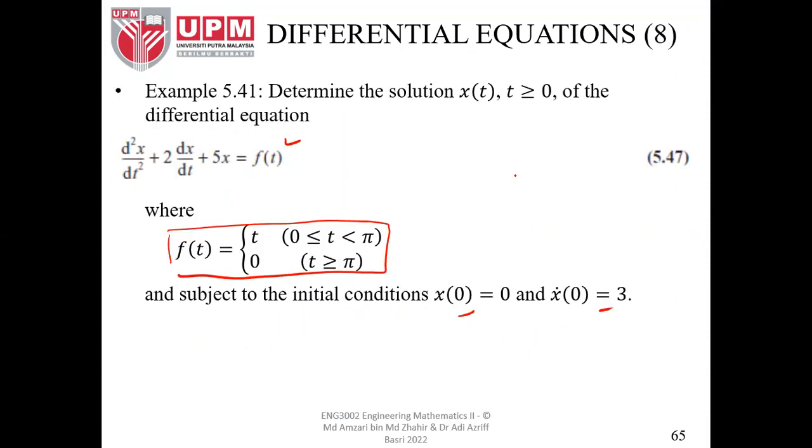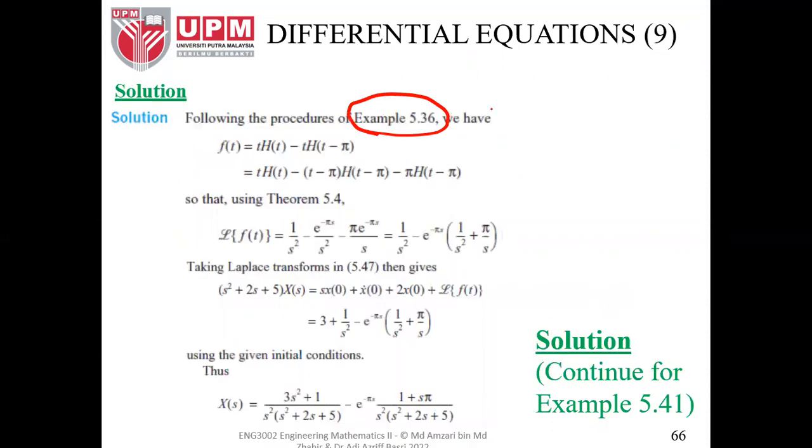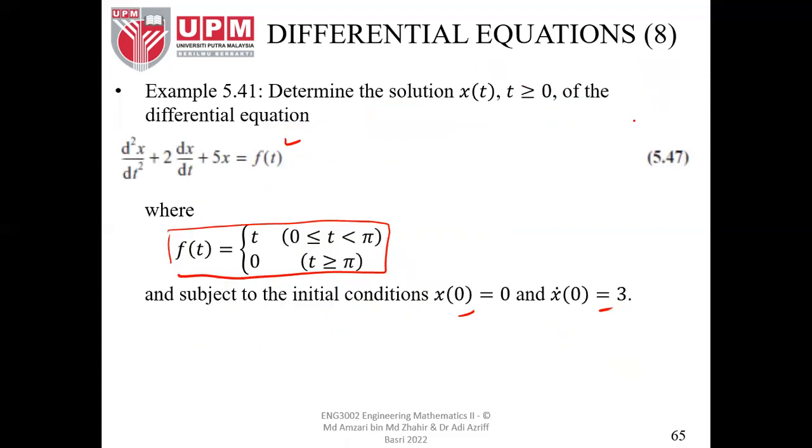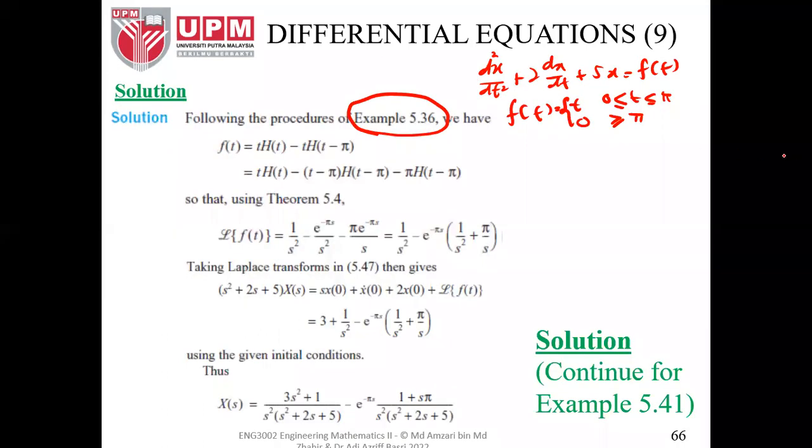So your main equation is d squared x over dt squared plus 2 dx over dt plus 5x is equal to the function f(t), where your function is t when t is between 0 and pi, and 0 above pi. Okay, so this one is your function, this one is lesser than pi.